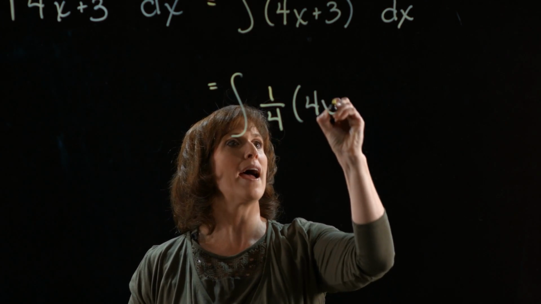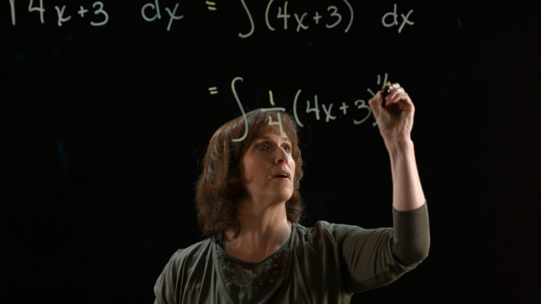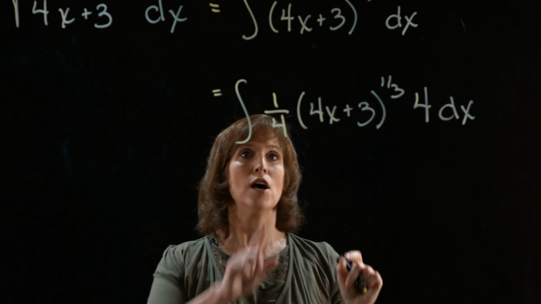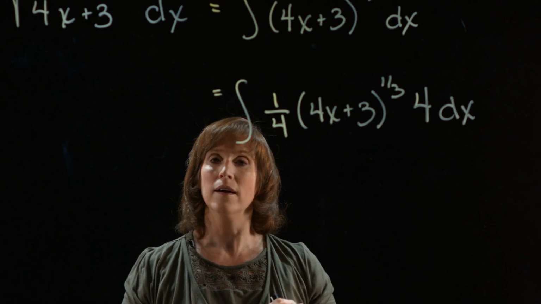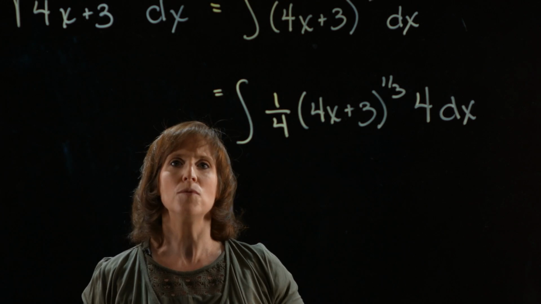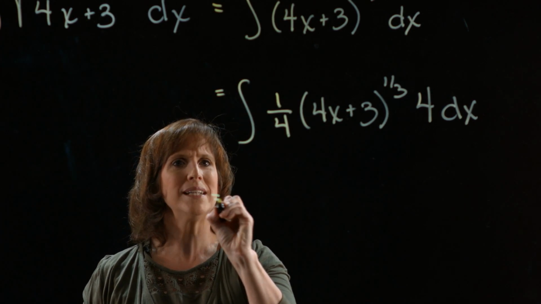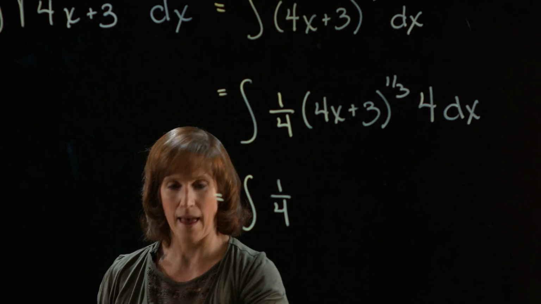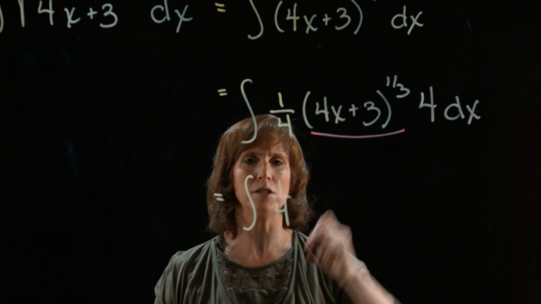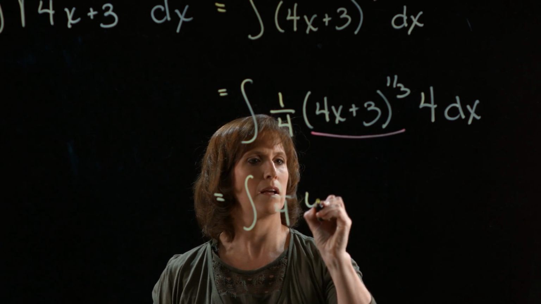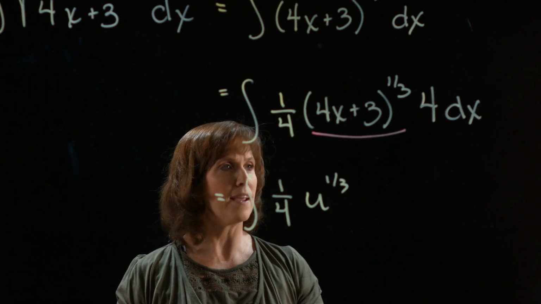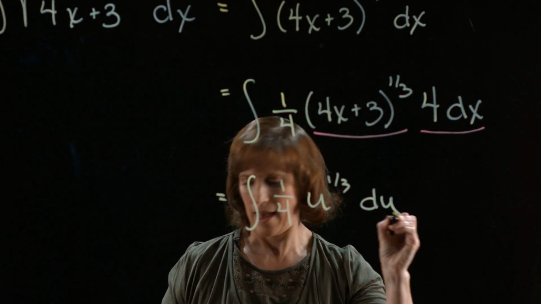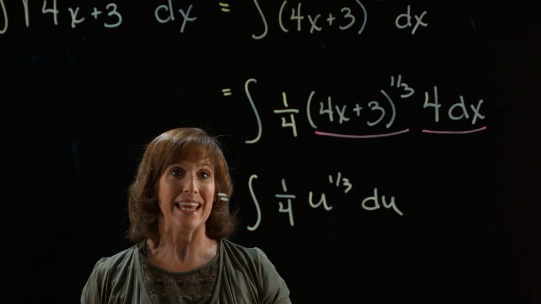I'm going to have a 4x plus 3 to the 1/3 power, and then I'm going to multiply by 4, and I still have my dx. So multiplying by 1/4 and 4 is the same thing as multiplying by 1, so nothing has changed. Well, what does this allow me to do? I now have a 1/4, and here's my u to the 1/3, and here is my du. And now it's written in a form that I can integrate.